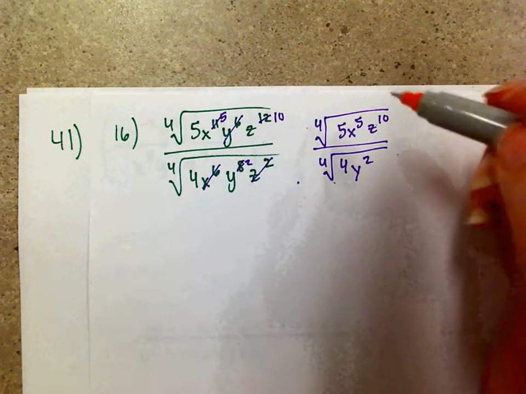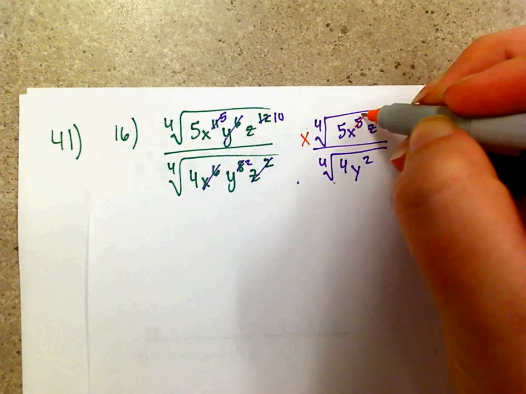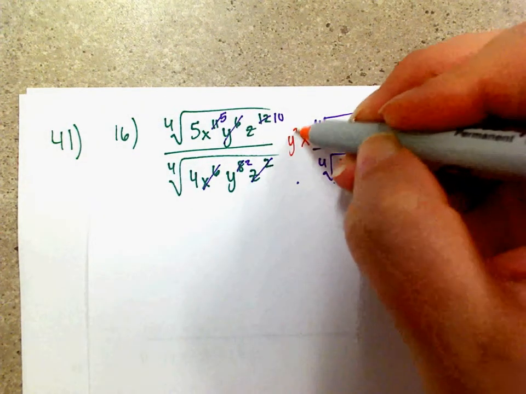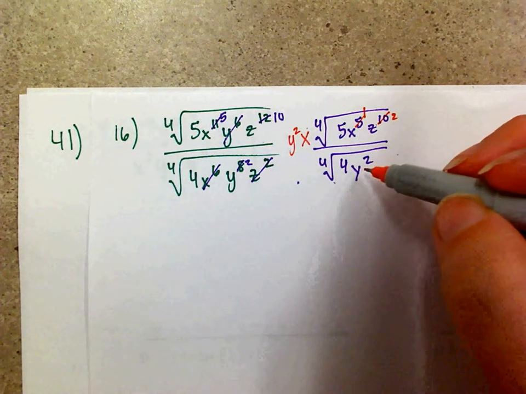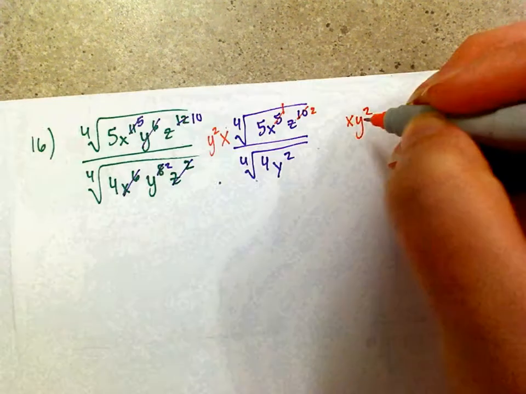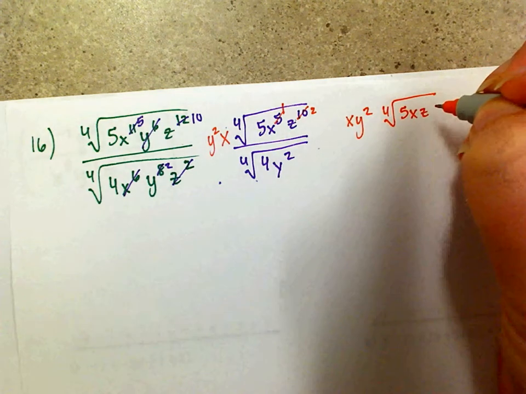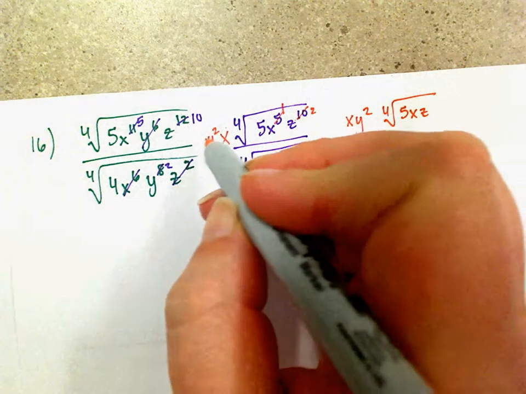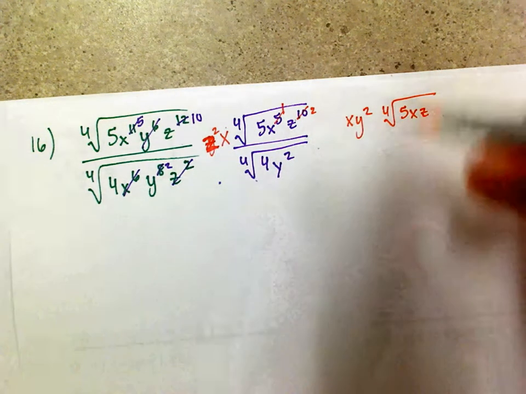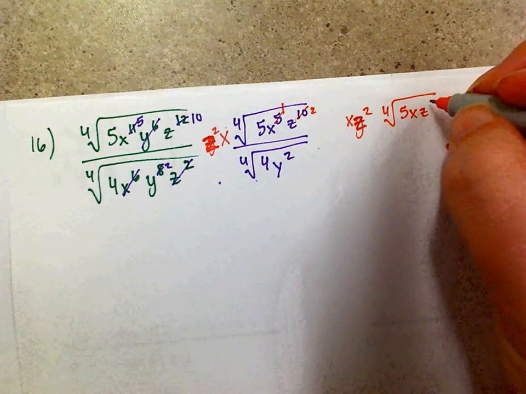4 goes into 5 once, with 1 remaining. 4 goes into 10 twice, with 2 remaining. And then 4 doesn't go into y squared. So I've got xy squared times the 4th root of 5x z. Why did I do y? That's a z. Okay, so z squared. Okay, and I'm going to do z squared on the inside.